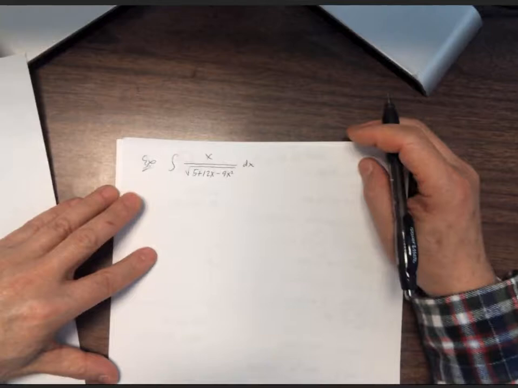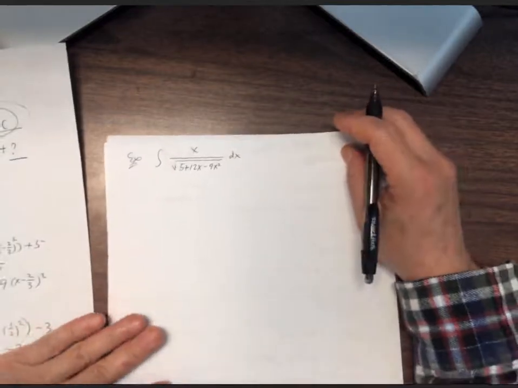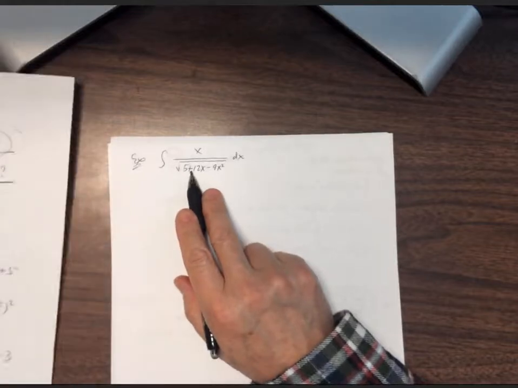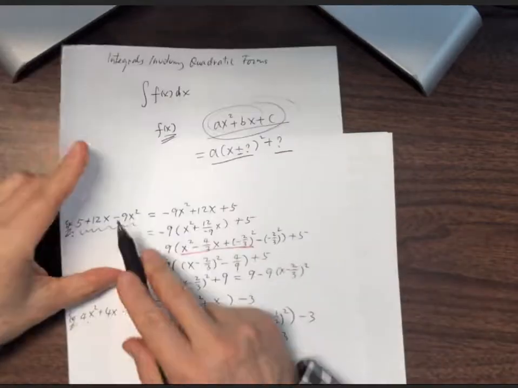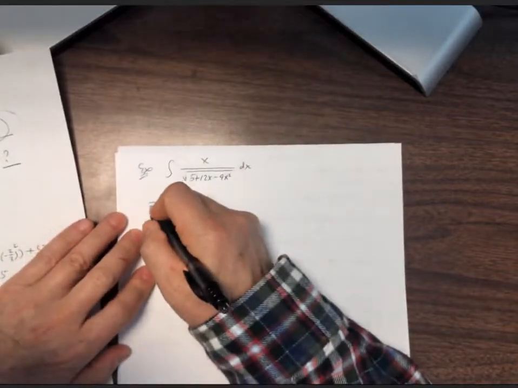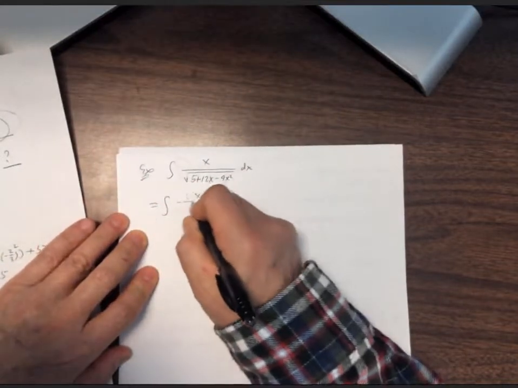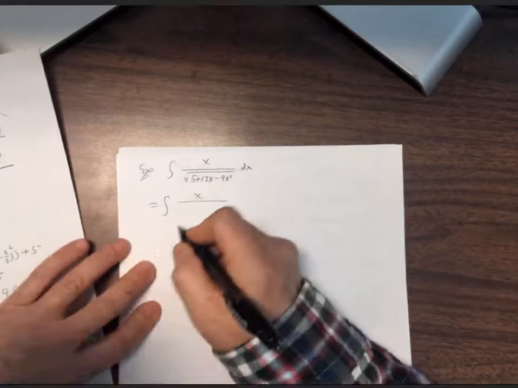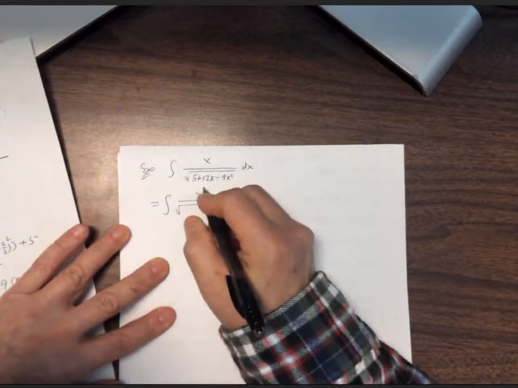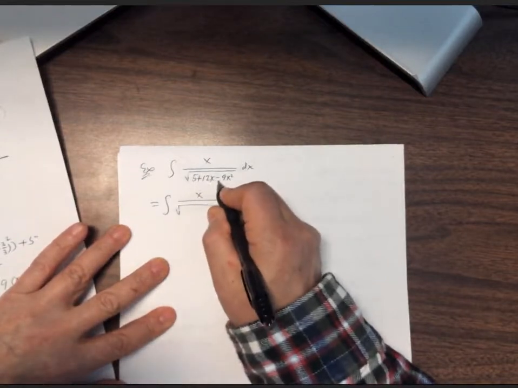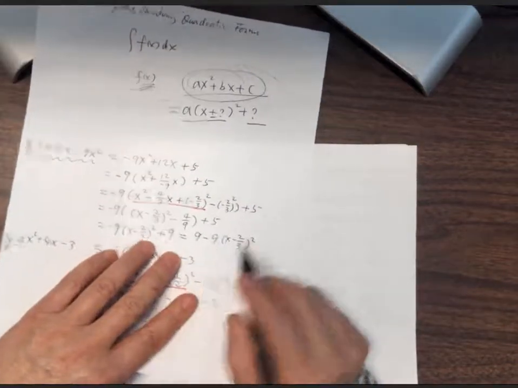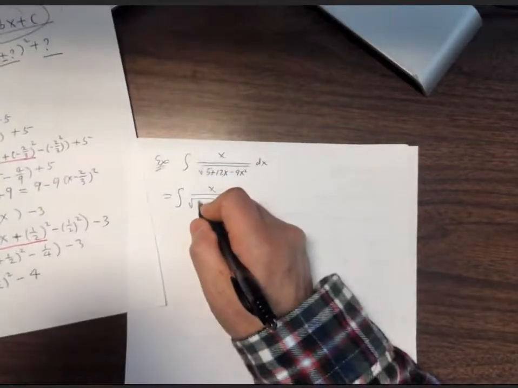Well, to save time, I put this integral here that involves the quadratic form we already worked on. With the completed algebra work, we already turned the quadratic form 5 plus 12x minus 9x squared into this. So I'm going to just cut it down.